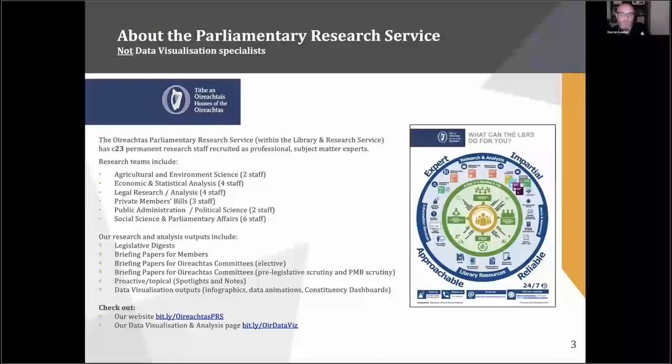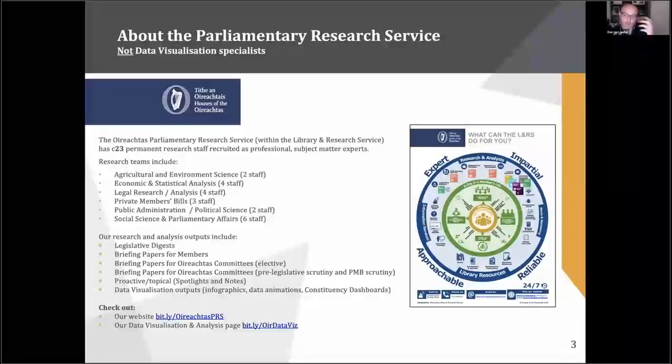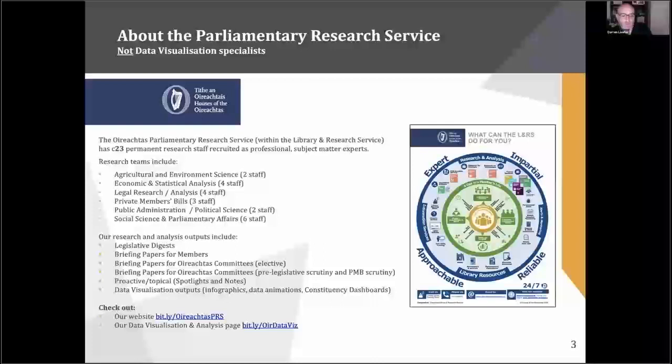So just to give you a background of the Parliament, we're a quiet unit, deliberately, but quiet in the good sense of the word in terms of the research environment. With circa 23, 24 staff, we're divided into research teams under those subject disciplines as they're listed there.